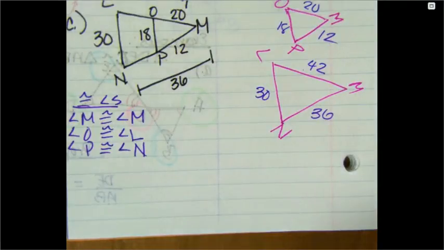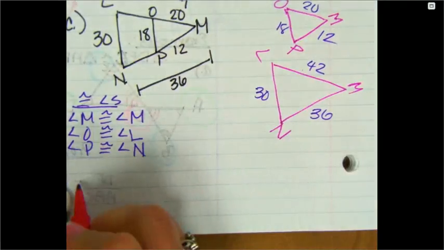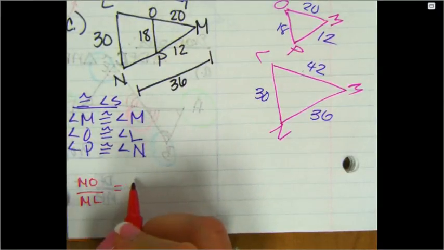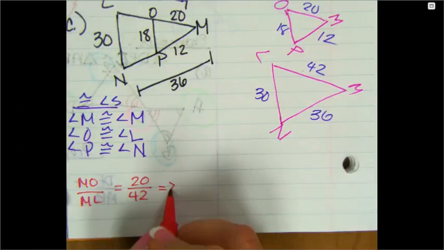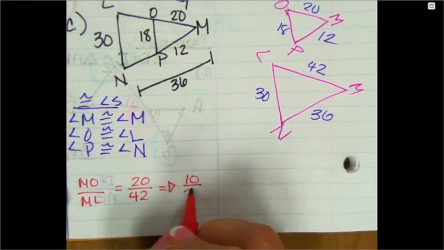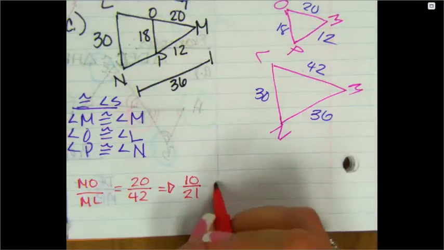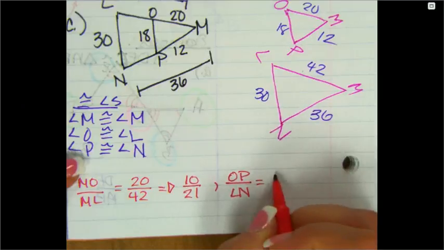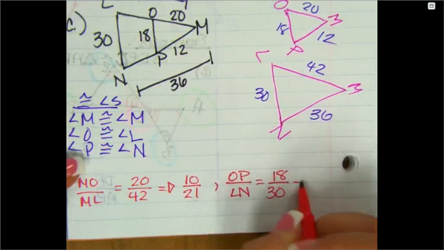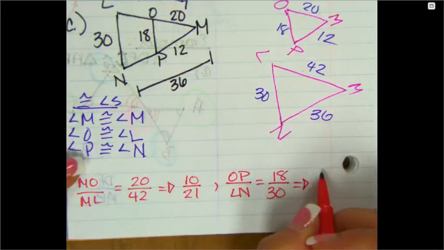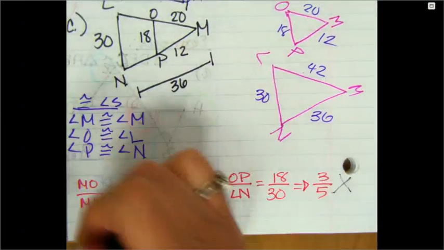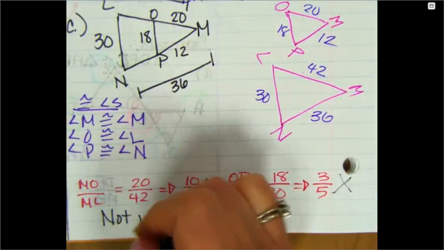Understood? So on mine, MO over ML is what? 20 over 42. What does 20 over 42 reduce to? 10 over 21. So I hope the next one is 10 over 21. The next one is OP over LN. What's OP? 18 over 30, which reduces to 3 over 5. Is it the same? No. So guess what? They're not similar triangles.